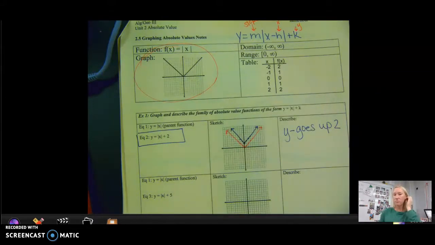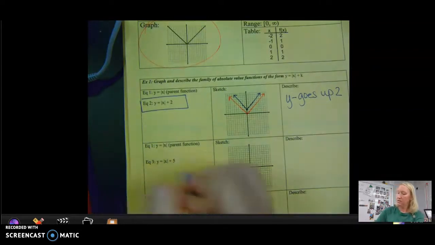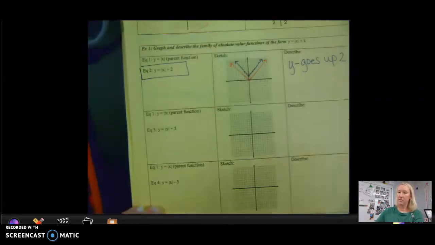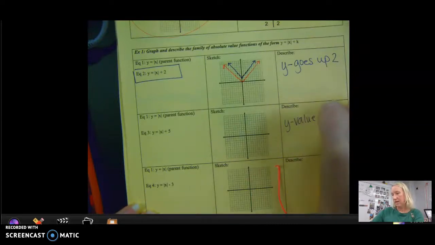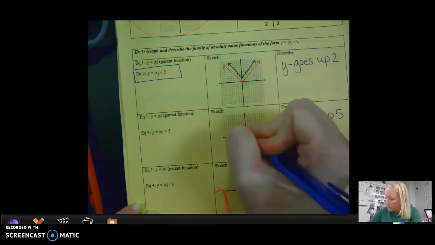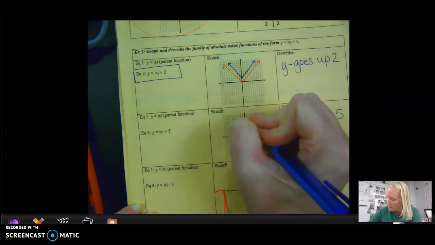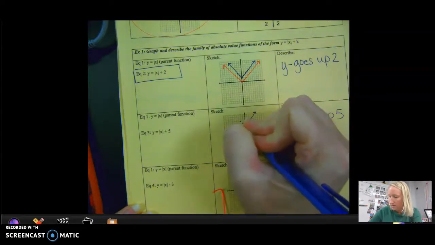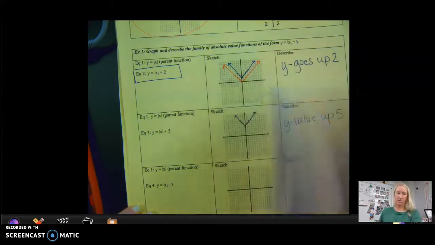Okay. Next is y equals absolute value of x plus 5. So on that one, that means my y value goes up 5 now. 1, 2, 3, 4, 5. And my slope is the same, so it's up 1 over 1, and so on. If you notice, these are going to be parallel to the original parent function.